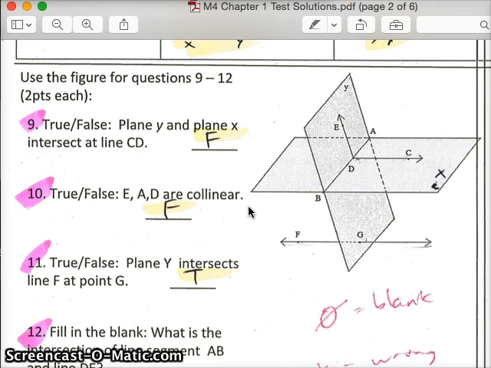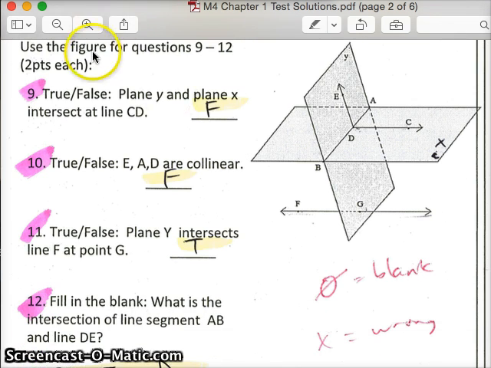I'm going to go a little bit faster because I'm running out of time. Question number 9, plane Y and plane X. So this is Y and this is X. They do not intersect at CD. That's why it's false. They intersect at line AB.